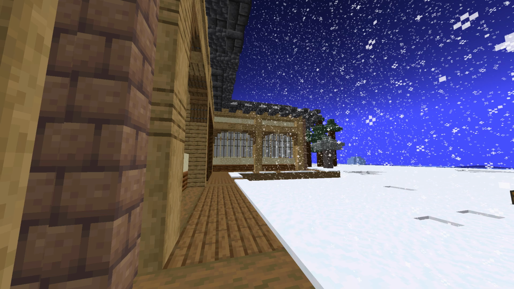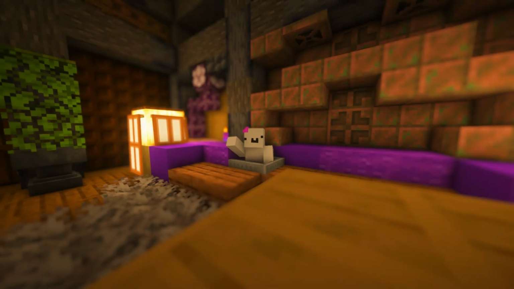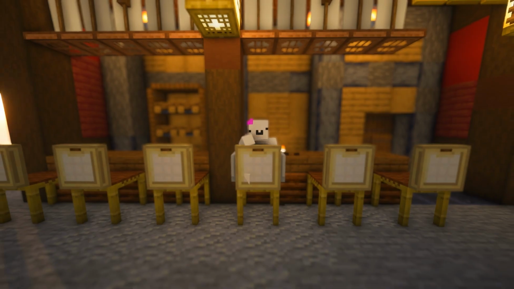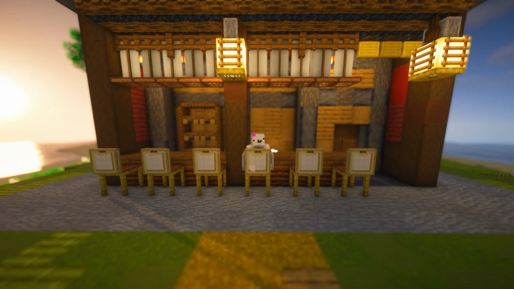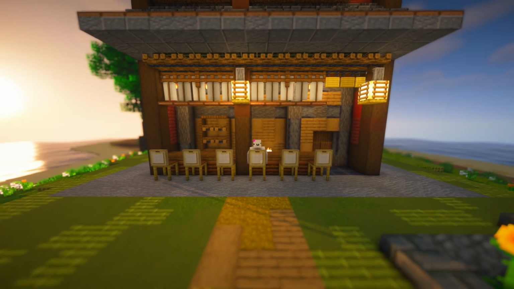So I started to research Korean houses, and that sent me down a rabbit hole into Korean architecture, and I discovered the Geunjeongjeon throne room in Seoul. I immediately fell in love with how it looked, and like any builder, I wanted to understand how it was made. So I spent the next 8 months building my own throne room inspired by it to truly understand how it works.